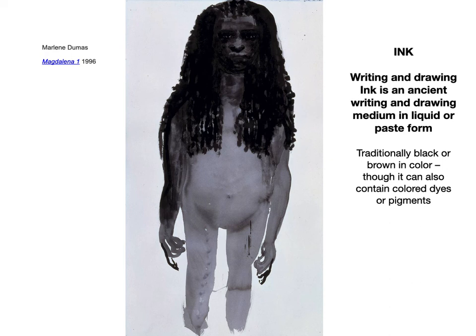Pen and ink is often used in conjunction with other techniques such as washes, which is where the ink has been diluted with water. In this drawing by Marlene Dumas, Magdalena 1, we see ink used in a loose and expressive way, and the very, very dark elements are allowed to drip and create a feeling of impermanence and slight abstraction.